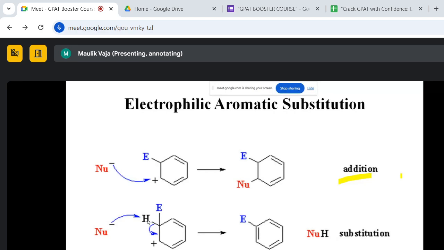Due to alternate double bonds, pi electrons do not stay on a single atom; rather they circulate in the ring. That is the reason benzene does not undergo addition reaction but undergoes substitution reaction: because of resonance. Remember this thing.